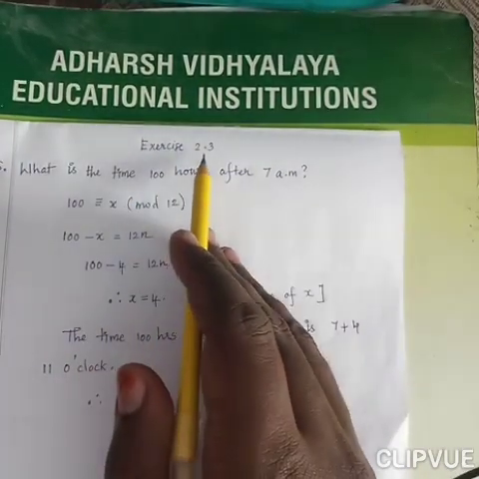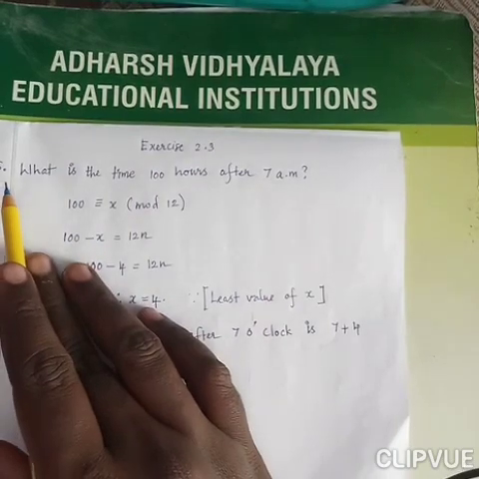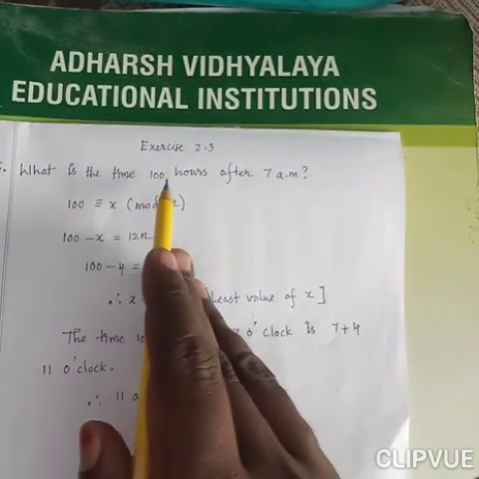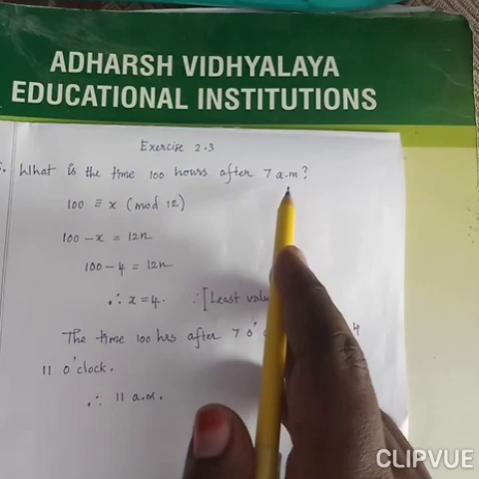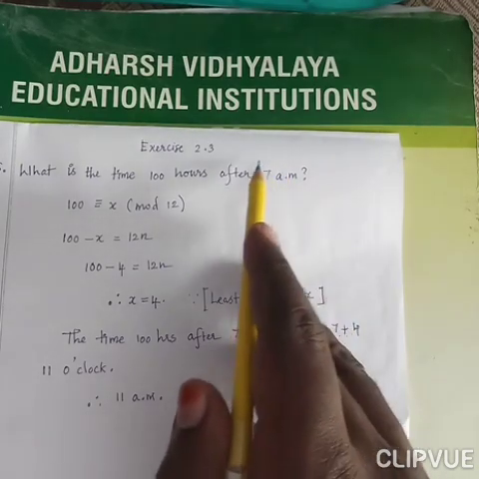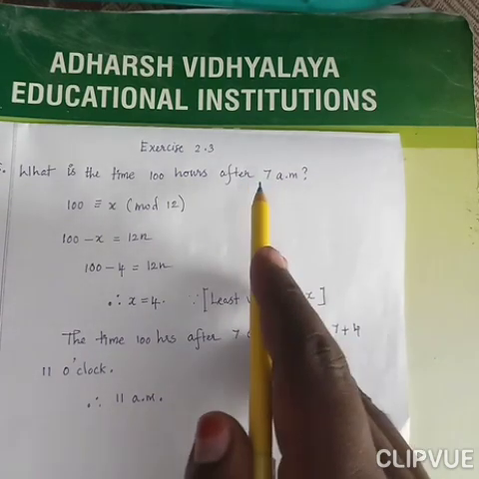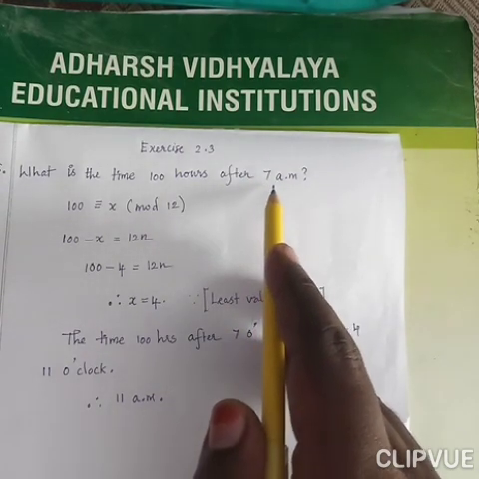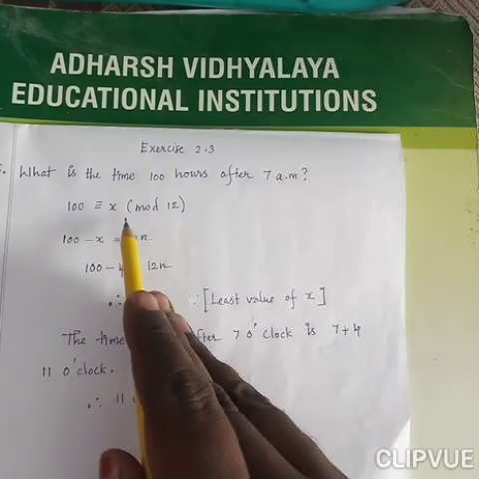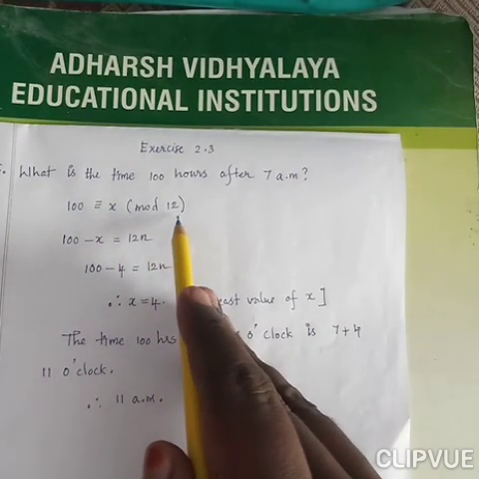Exercise number 2.3, question number 5. The question is, what is the time 100 hours after 7 a.m.? The number 7 comes in a clock every 12 hours, you know very well. So, 100 congruent to x mod 12.